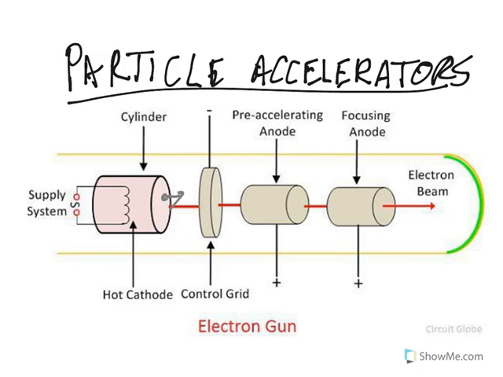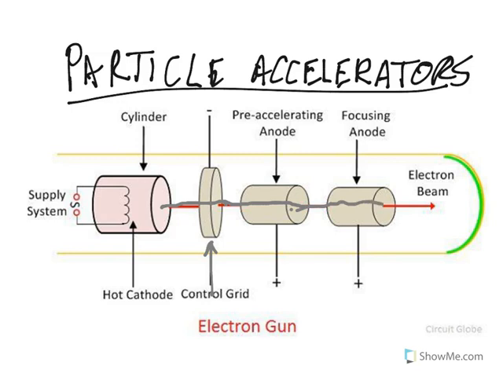This next one is a negatively charged bit, so some of those electrons will get rejected back, but the ones which have a fair bit of energy will continue on through. Then we've got what's called a pre-accelerating anode, which is positively charged, so it tracks those electrons through. Then they go through another one called the focusing anode, which gets them into more of a beam.